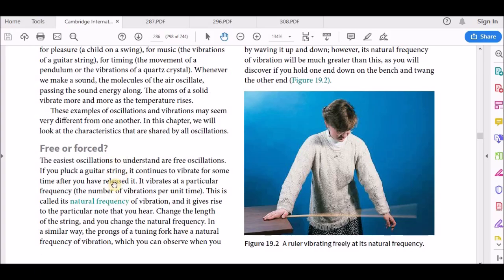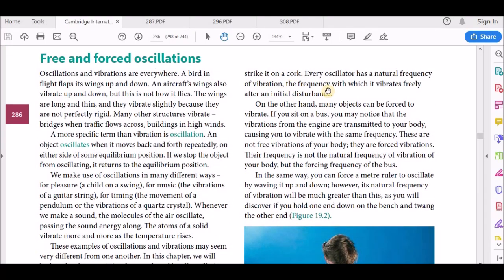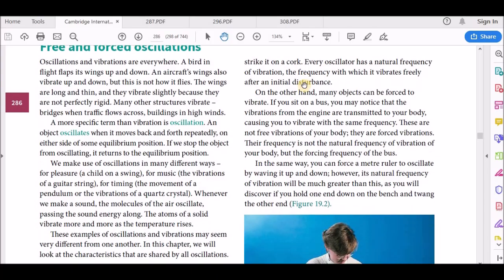Now this is for the example of a guitar string. In a similar way, the prongs of a tuning fork have a natural frequency of vibration. You have seen the tuning forks in our physics lab. If you strike one of those prongs, it will begin to vibrate. What we do is strike the prongs of the tuning fork on a cork. We can't just pluck it because it's very thick, and you won't really get a vibration, but we can hit it on a cork.